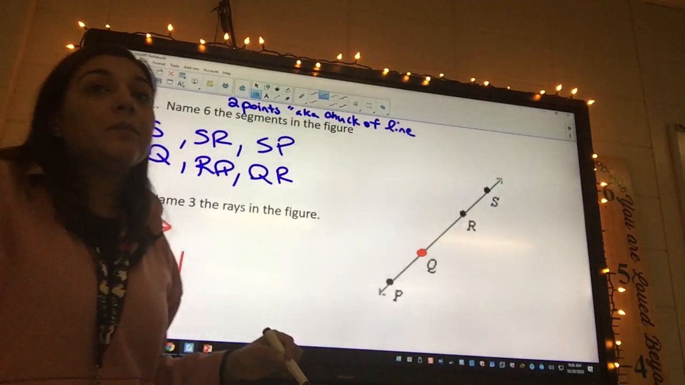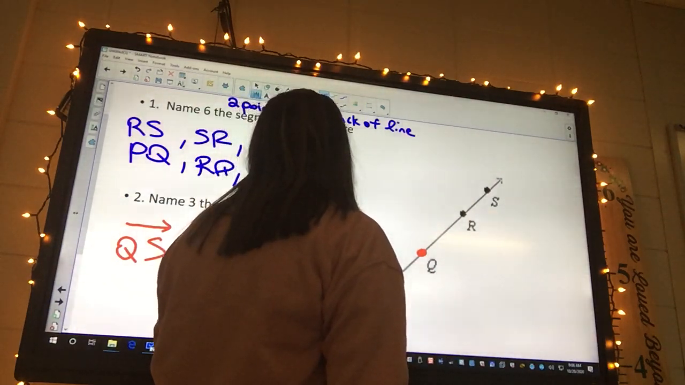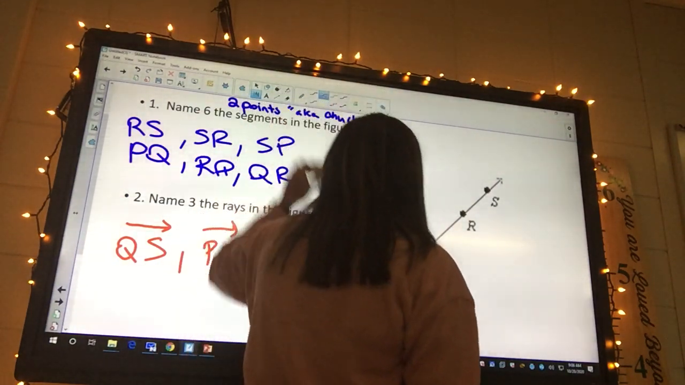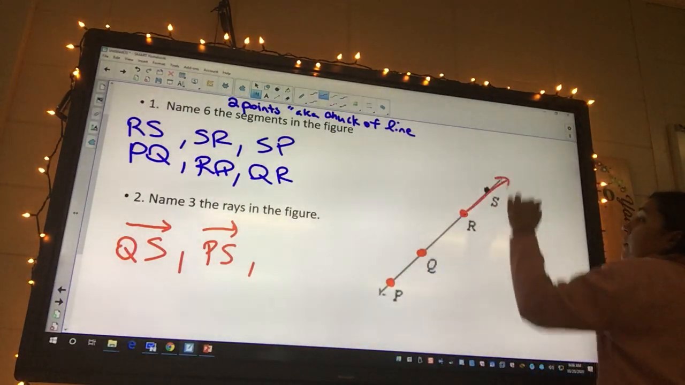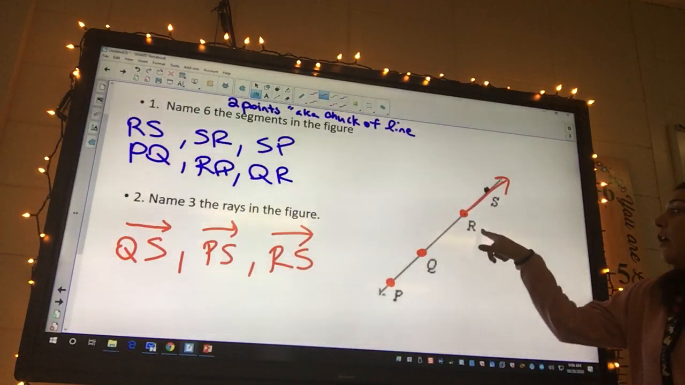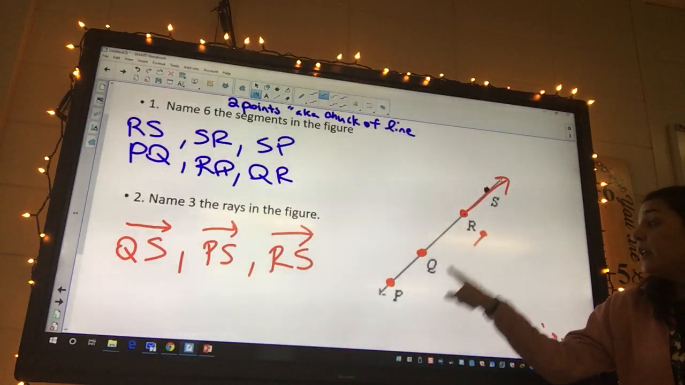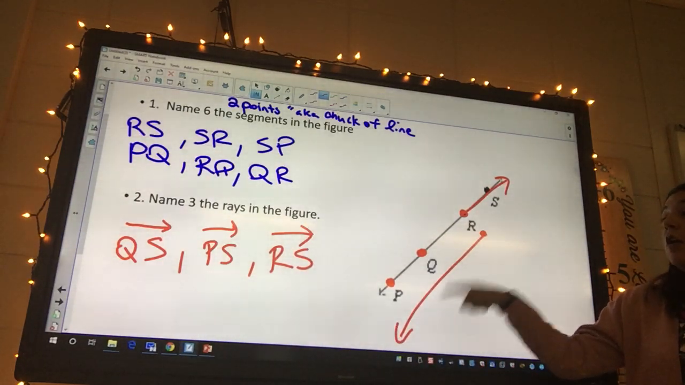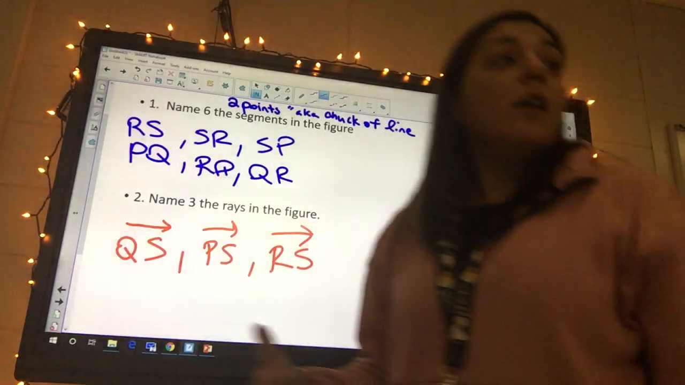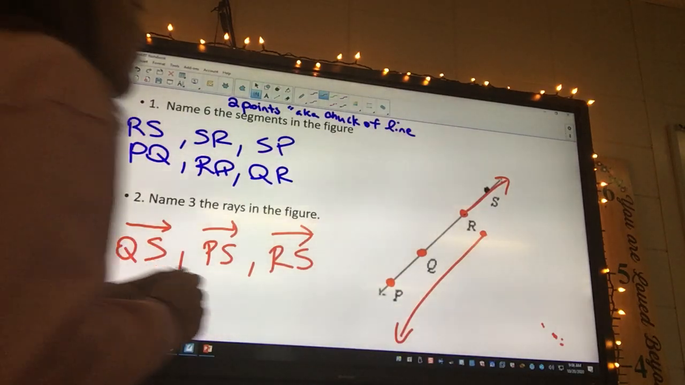So pick a point. P. What's the last point it's going to go through? S. Yeah, so PS. And then RS. We could say RS too. Okay, so RS works, and it doesn't necessarily have to go this way. We could start at R. What would the last point be that it would go through? S. Or, P. So it could start at R and you could go through P. It works the same way. But you have to pick the point and then the last point that it goes through.